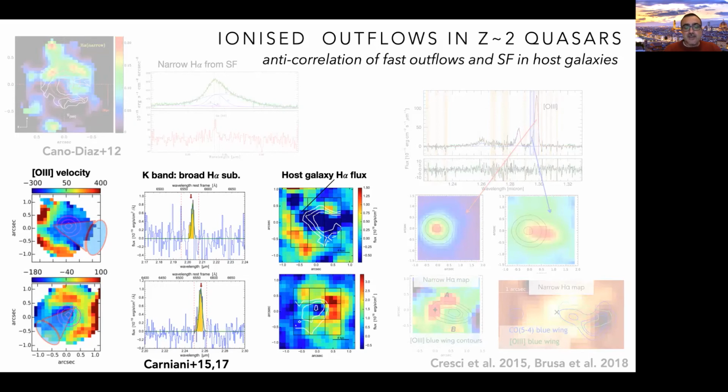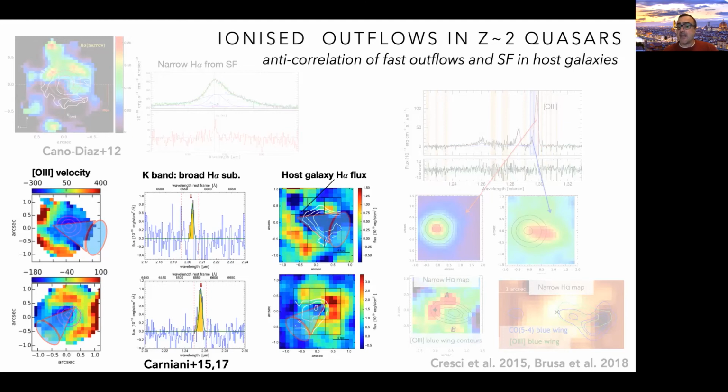Now, in the central panels, you see the narrow H-alpha emission, which is powered by star formation. You get this by taking the total spectrum and subtracting the broad and the narrow line emission that is due to the AGN. What you are left with is a narrow H-alpha emission, which is powered by star formation. On the right panel, you can find the maps of this narrow H-alpha emission, and the white contours represent the highest outflow velocities.